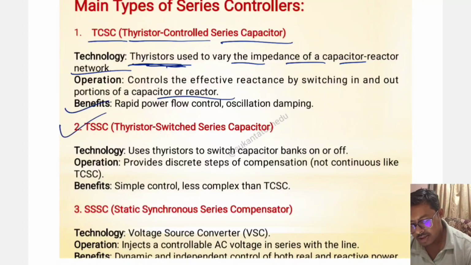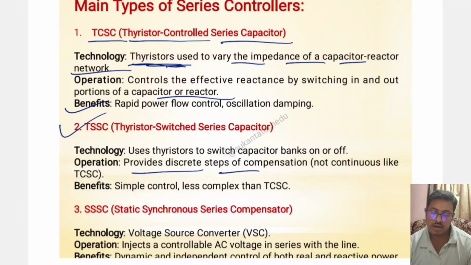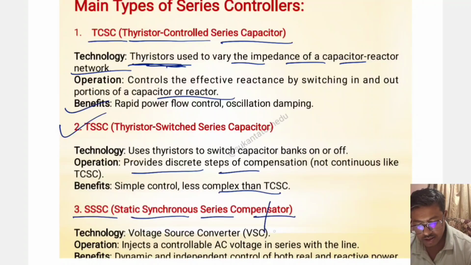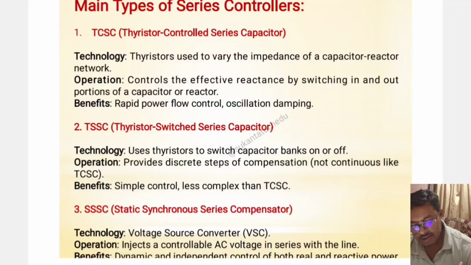The other type is TSSC, the thyristor switched series capacitor. It also uses thyristors to switch capacitor banks on or off. This operation provides discrete steps of compensation. The benefit is simple control, less complex than TCSC. The third is SSSC, the static synchronous series compensator, which uses voltage source converter technology. It injects a controllable AC voltage in series with the line, and the benefit is dynamic and independent control of both real and reactive power.